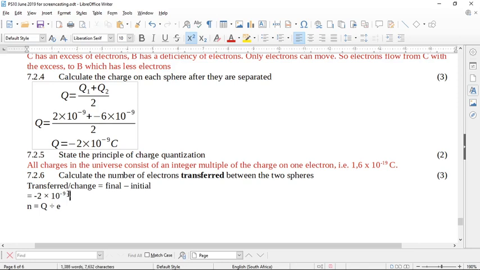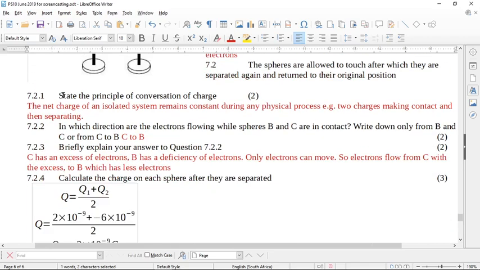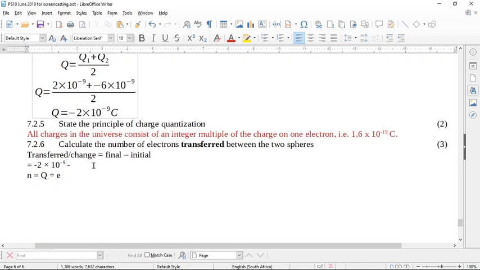What was my initial charge? And it doesn't matter which sphere you pick. You can pick either sphere. Okay, I'm going to pick this one. So it is plus 2 times 10 to the negative 9. So a minus and a plus stays as a minus. So if I've got minus 2 times 10 to the negative 9 minus another 2 times 10 to the negative 9, I end up with negative 4 times 10 to the negative 9. Okay, so that is how much we transferred.